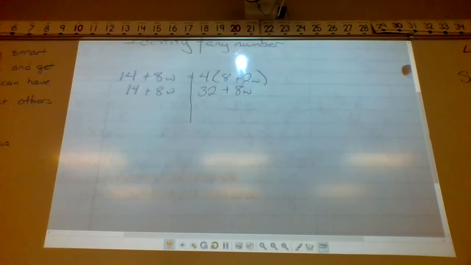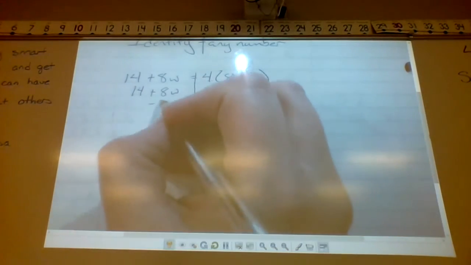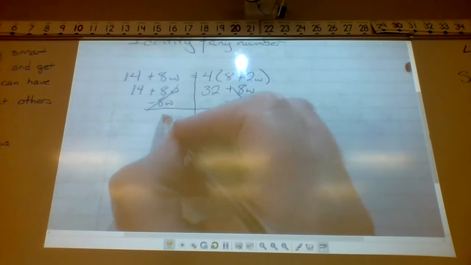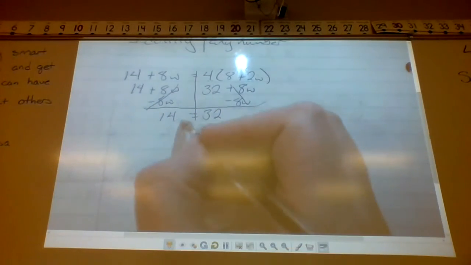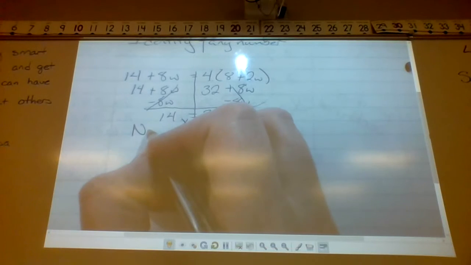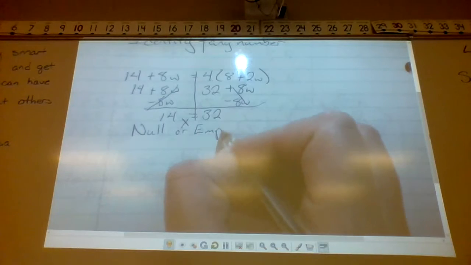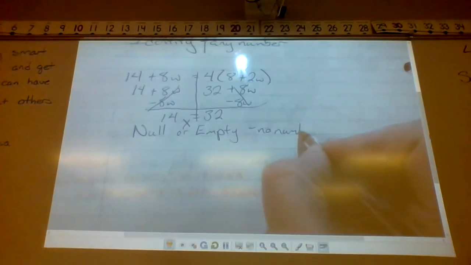Now what? You subtract 8w from both sides. Those cancel out, and we have 14 equals 32. No. That's a null. So it doesn't work. So it's null or empty, which means which numbers work? Every single one of them not.